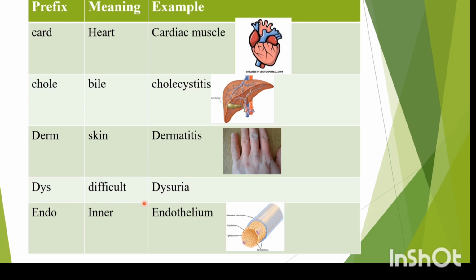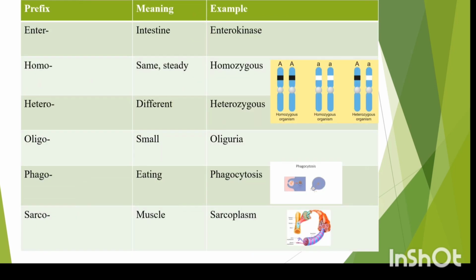Dys means difficult. Example, dysuria. That means if a person has difficulty in urination, this is called dysuria. Next one is endo. Endo means inner. Example, endothelium. So the inner lining of the blood vessel is called endothelium.